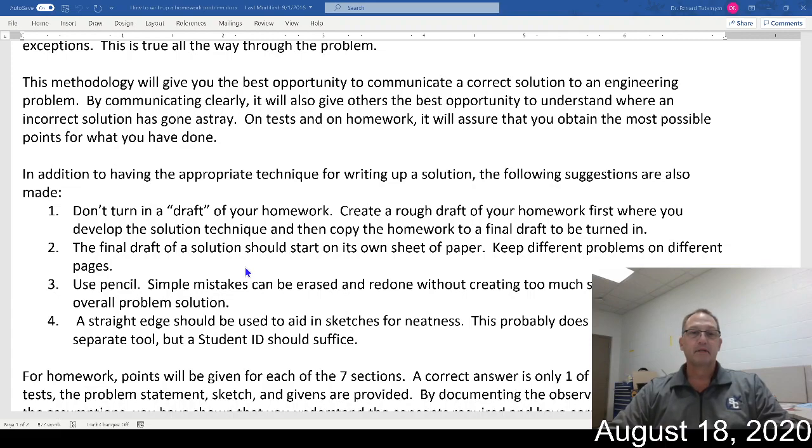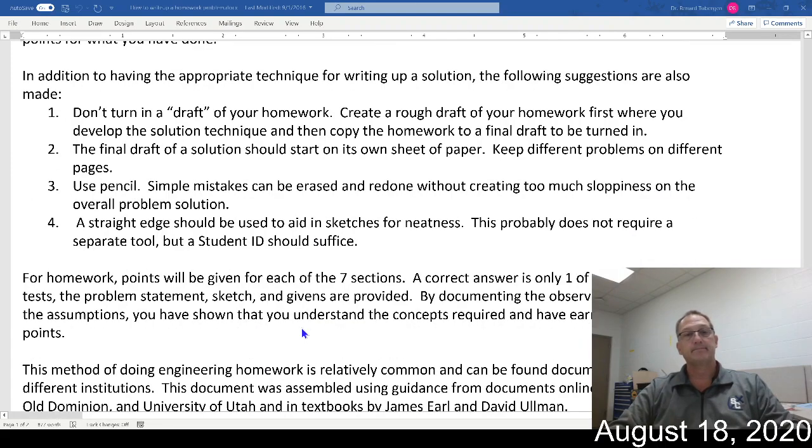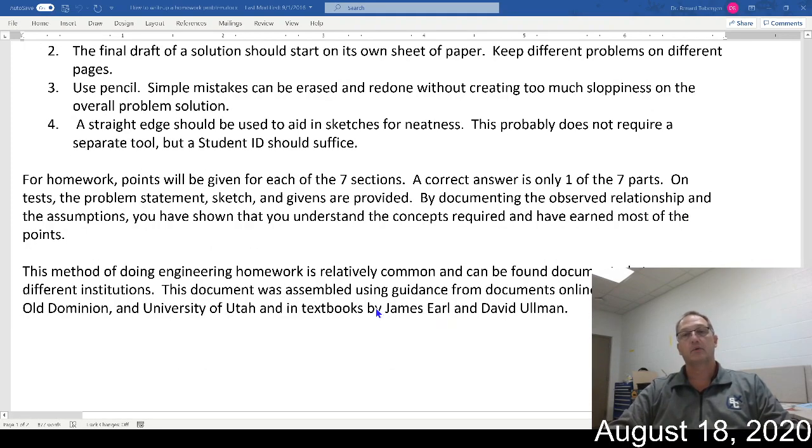But again, I'll say too, neatness is part of professionalism. So you really want to have some polish to this. And a straight edge should probably be used to help you in sketches, to help you out with neatness. It doesn't require anything special. Sitting next to my desk, I've been using a dead Starbucks card to help me with some of the sketches that I'm doing. There will be times which we'll grade the homework for those 7 areas, and we will look at making sure that you're doing those points.